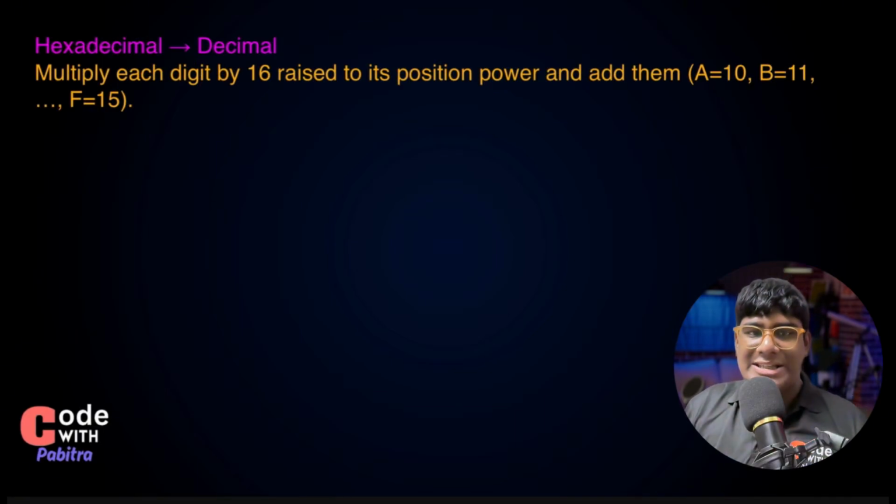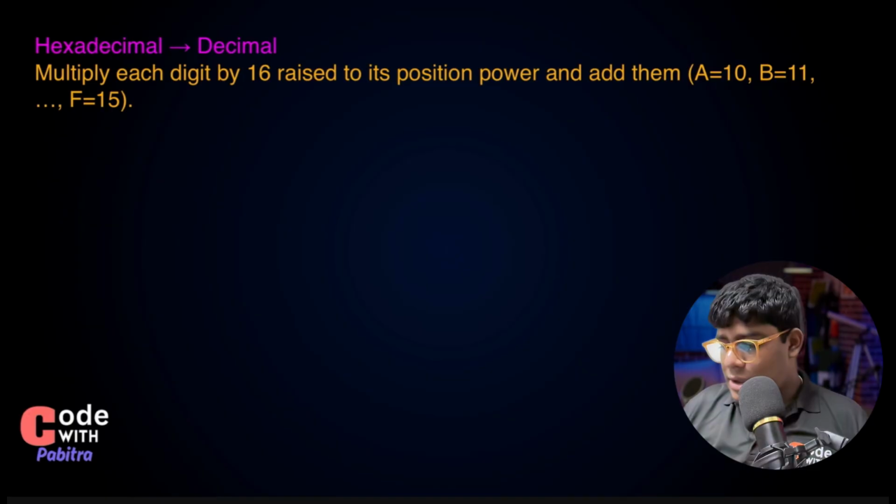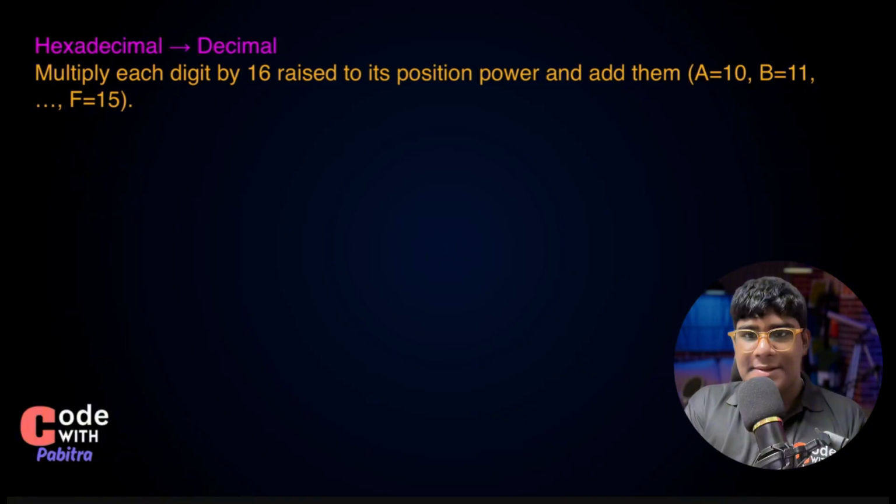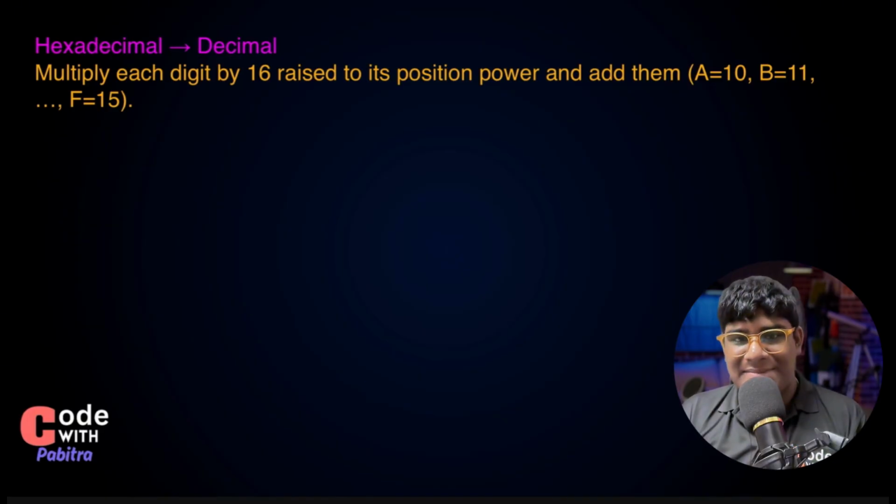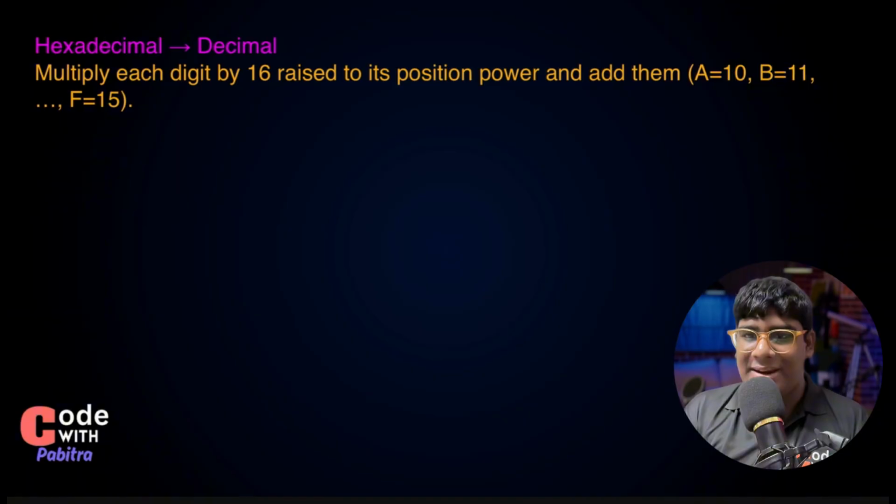In today's lecture, we are going to learn hexadecimal to decimal conversion in a very simple and professional way. The hexadecimal number system is widely used in computer science, programming, memory addressing, color codes, and digital electronics. So understanding this conversion is extremely important for every computer science student.